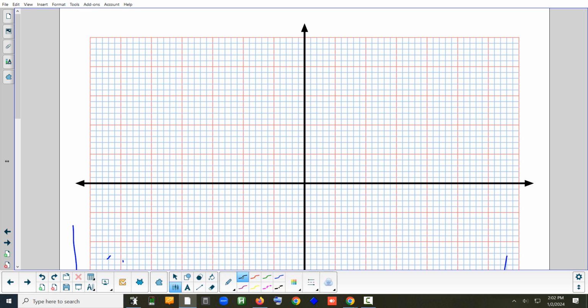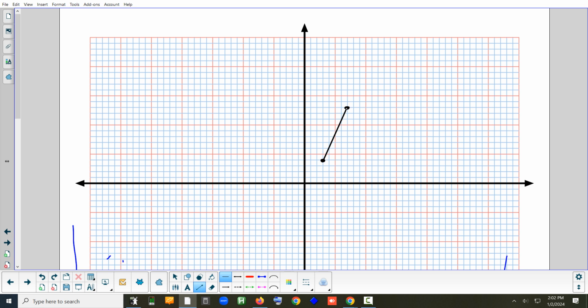All right, so 3, 4. 1, 2, 3, 1, 2, 3, 4. And 7, 13. So 1, 2, 3, 4, 5, 6, 7, 8, 9, 10, 11, 12, 13. Each red line is 5. So, all right, so there's our line segment.